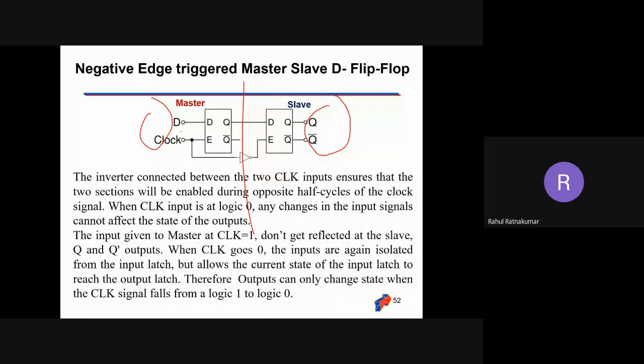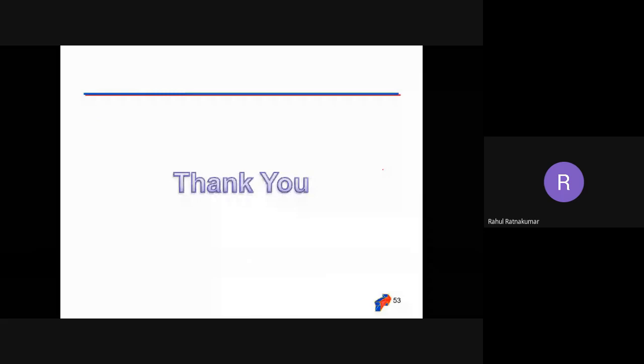When the master is inactive, whatever the master's output Q and Q bar are is always the input to the slave, because the input is not affecting the master's Q and Q bar. So the slave input is fixed because the master is inactive and not taking any input at that point. Therefore the output can only change when the clock signal falls from 1 to 0, while the slave is active and the master output is fixed. So the slave can take its own time and change. The whole thing happens when the clock goes from positive to negative. This is the circuit of a negative edge triggered D flip flop. Okay, if there are any questions, I can take them.